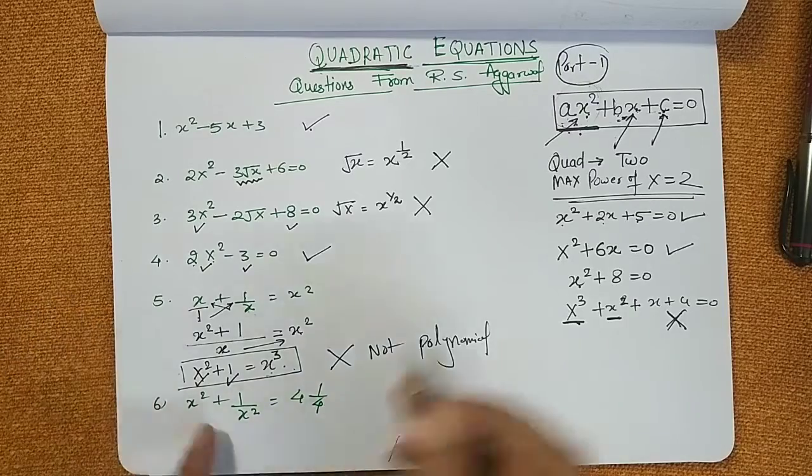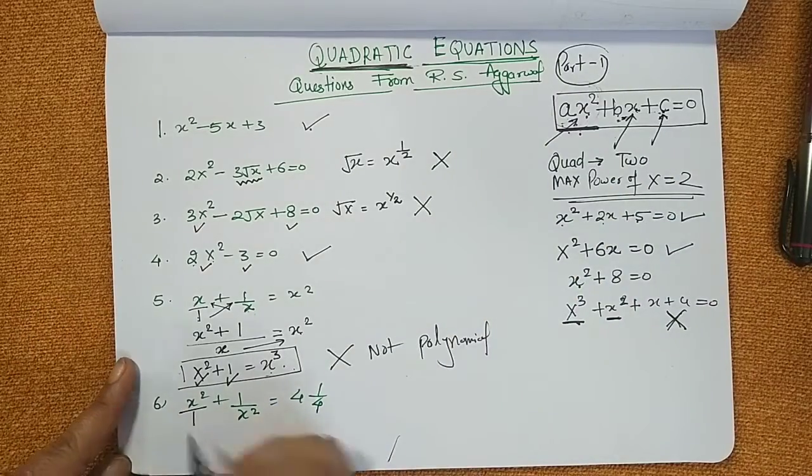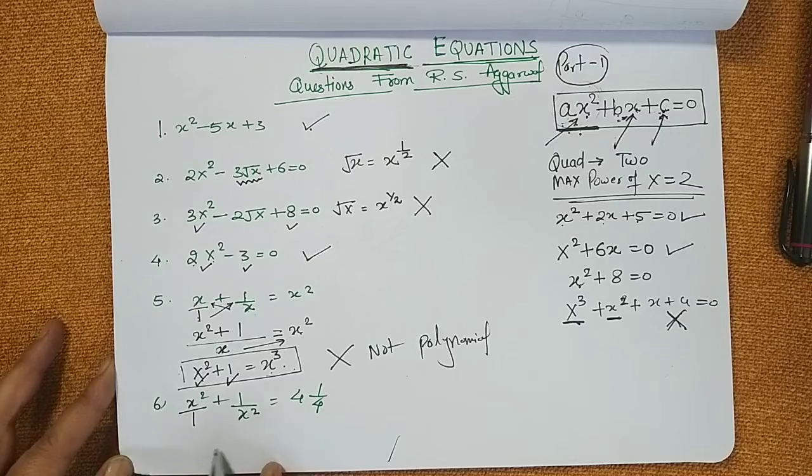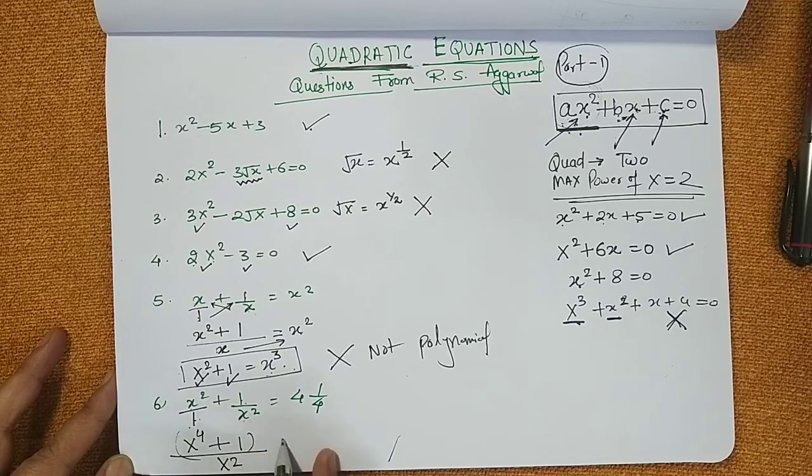Okay. Now let's see this one. In this, it's not in standard form, so we will simplify it a little bit. Let me take x square as the LCM, product of these two. X square into x square is x to the power 4, plus this is 1 into 1, is equal to, 4 4s are 16, plus 1 is 17 by 4.